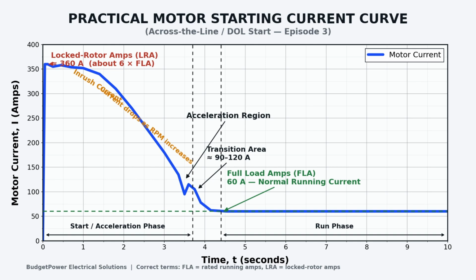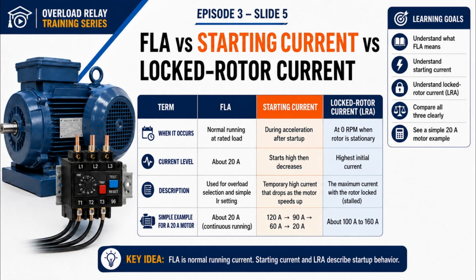LRA represents the high current condition associated with a stationary rotor. It is not the normal operating current of the motor, and under a healthy start, the motor should not remain in this condition for long. As soon as the rotor begins to accelerate, the electrical condition inside the motor starts changing and the current begins to fall. So next, let's compare FLA, starting current, and LRA together and see how they fit into the same starting process.